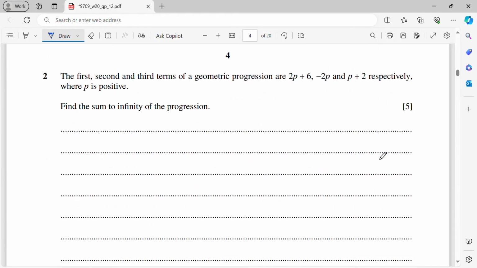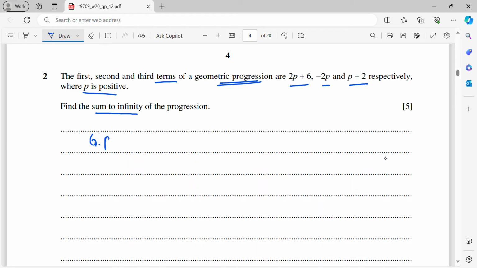Next, question number 2. The first, second, and third terms of a geometric progression are 2p plus 6, minus 2p and p plus 2 respectively, where p is positive. Now, find the sum to infinity of the progression.